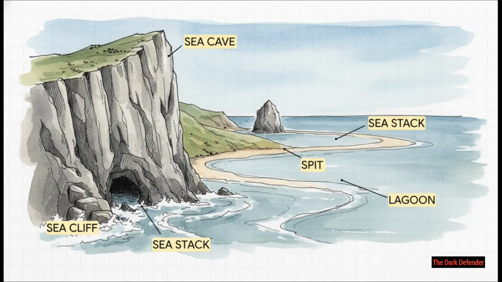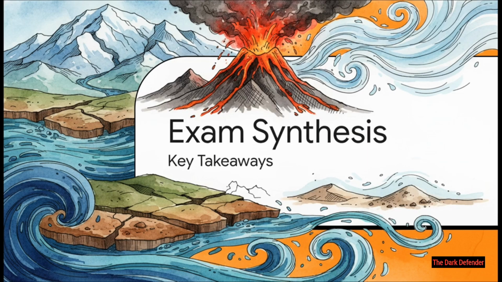So let's quickly identify some of these coastal features. The constant pounding of waves carves out steep sea cliffs. Sometimes they'll dig out a sea cave at the base. If the headland gets eroded all the way through, you might be left with a lonely pillar of rock called a sea stack. On the depositional side, currents can build long, narrow ridges of sand called spits that stretch out into the water. And if a spit grows long enough to enclose a body of water, it creates a calm lagoon behind it.